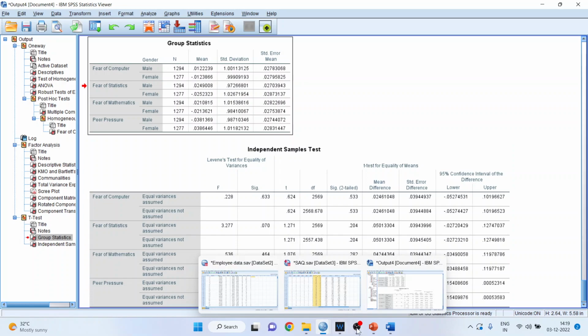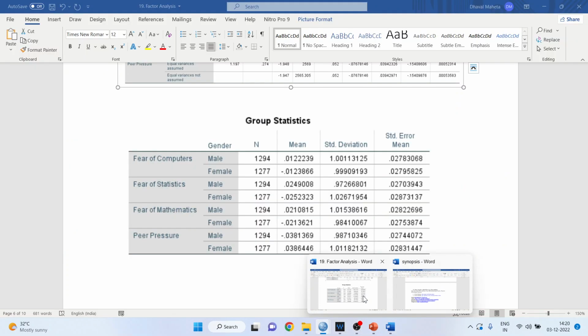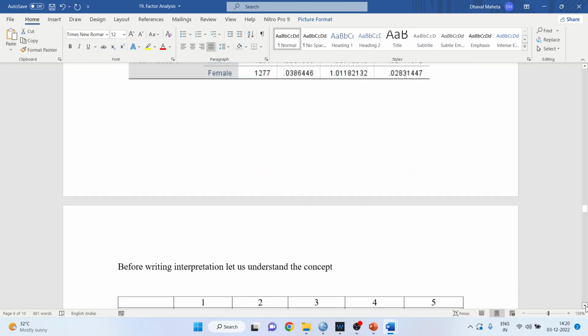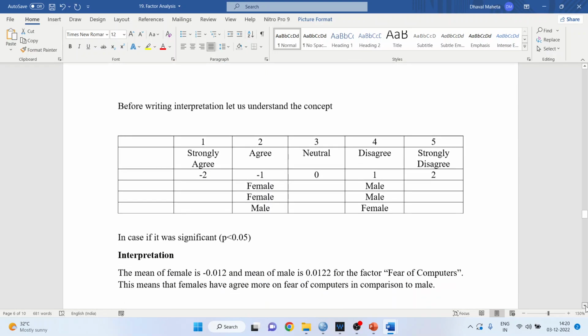Okay, let's proceed further. How to interpret? There can be 2 possibilities. Okay, before writing the interpretation, let us understand this concept.